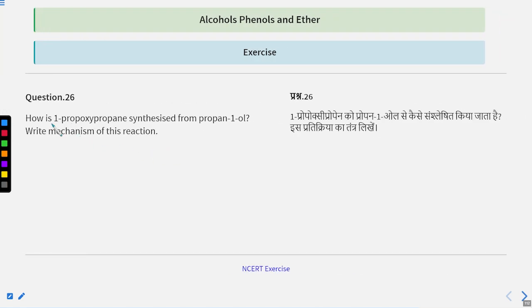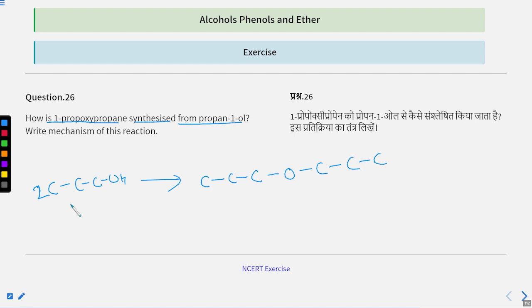Next question. How is 1-propoxypropane synthesized from propan-1-ol? Write the mechanism of that. So what do we have to form? We have to synthesize 1-propoxypropane. So at one position we have propoxy, from propan-1-ol. So what we can do is we can take 2 moles of this.